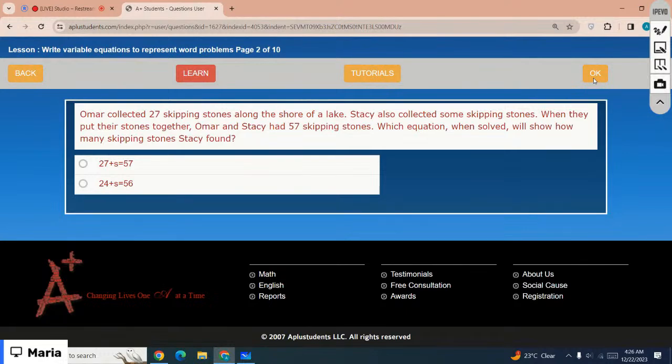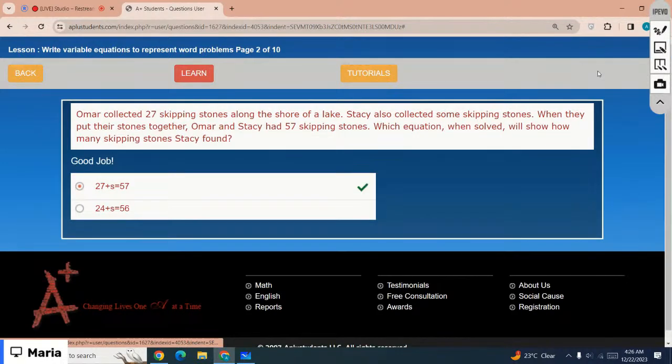Umar collected 27 skipping stones along the shore of a lake. Stucky also collected some skipping stones. When they put their stones together, Umar and Stucky had 57 skipping stones. Which equation, when solved, will show how many skipping stones Stucky found? Yes, that is option number one, 27 plus S. S is the number of stones that Stucky collected, and together they have 57. Very good. The correct option is option number one.